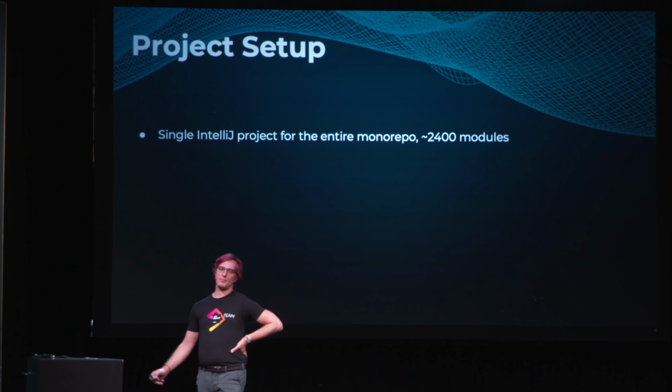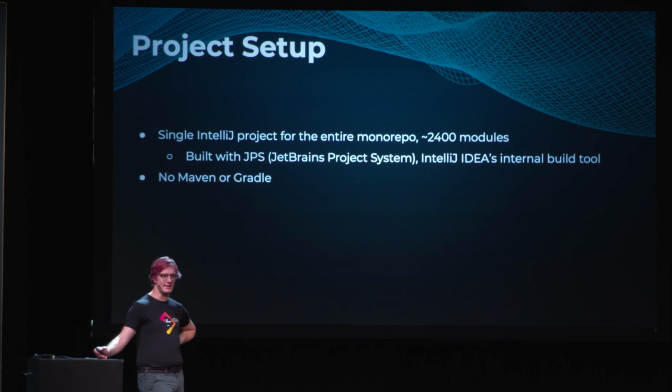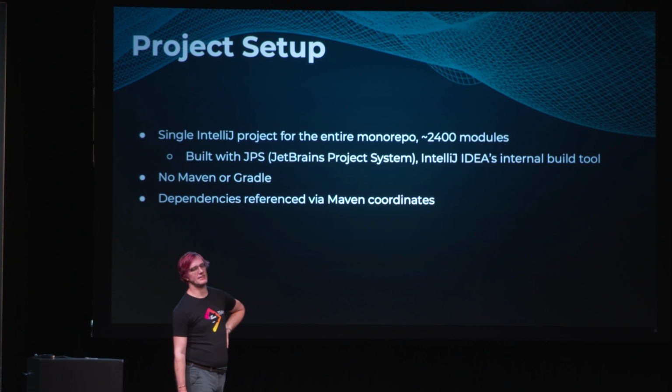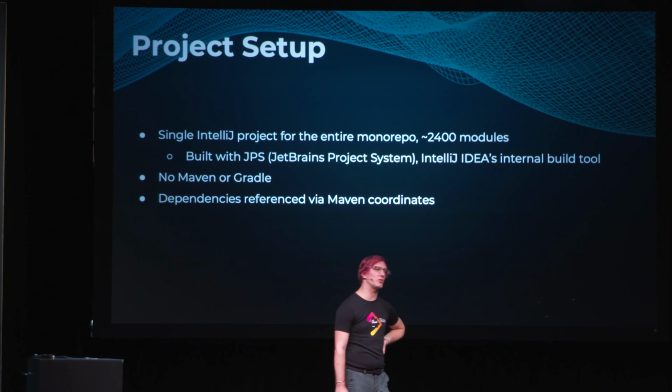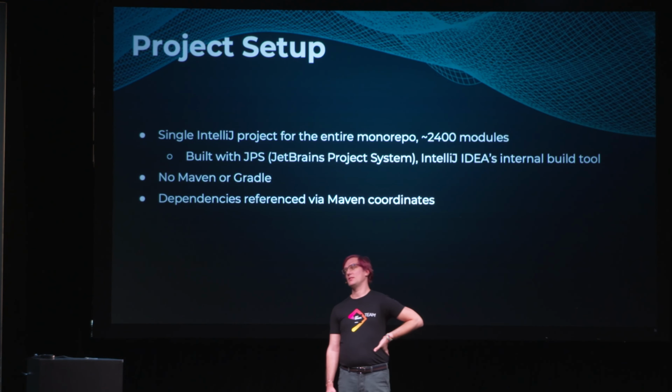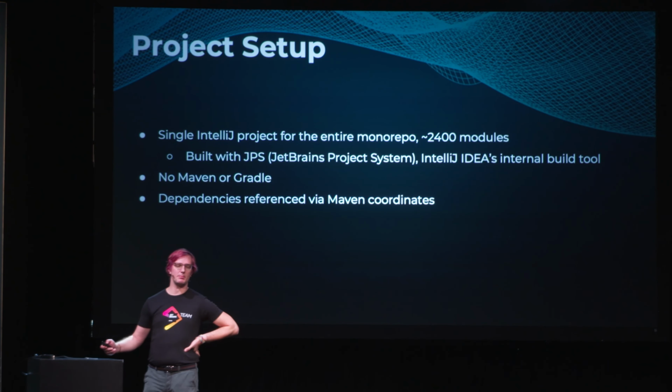In order to compile the project, we don't use Maven or Gradle. We have our own build system, JetBrains Product system. It's basically a way to build IntelliJ projects in an automated way. We have a single project for the entire monorepo. It's like 2,400 modules. And we really like the setup where we don't have Maven or Gradle. We don't need to wait through syncs when the project is updated. The builds are fast, and we're really happy with the experience that we have.